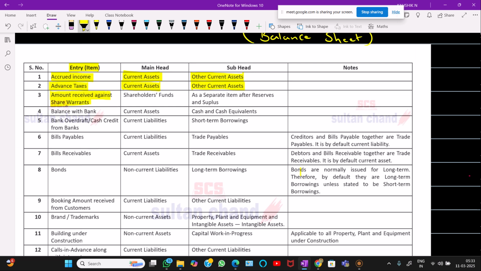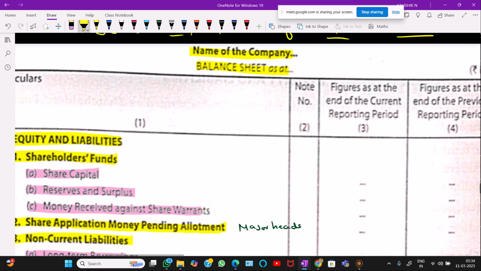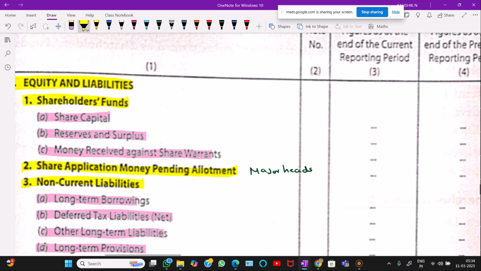Okay, the next item given to us is amount received against share warrants. If you look at your balance sheet, under the category of shareholder funds, as I just said, money received against share warrants is there. Money received or amount received all denotes one and the same. So you are receiving some money against share warrants. And as I said, this is not a subheading. It is shown as a part under the category of shareholder funds. So shareholder funds is a major head.